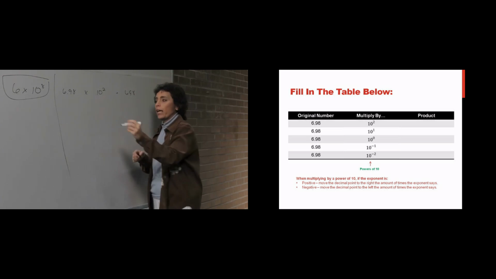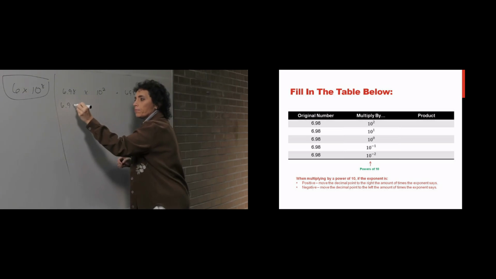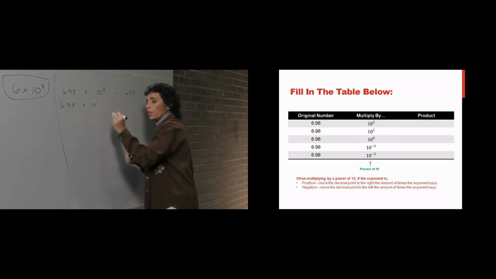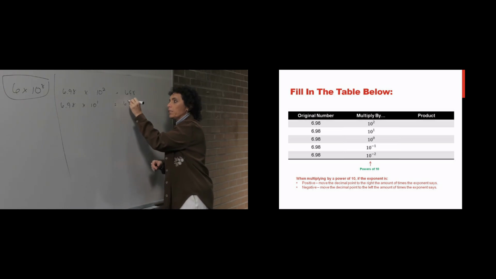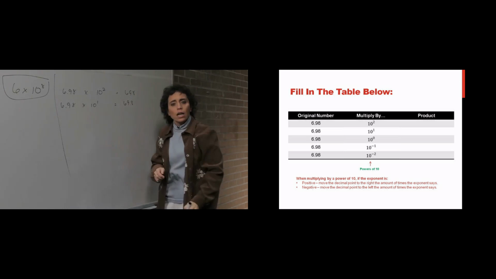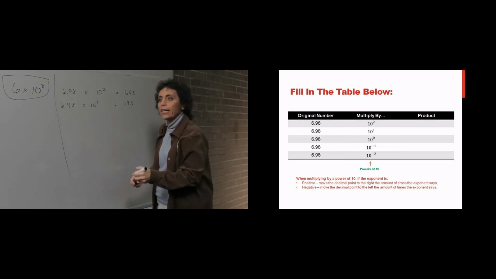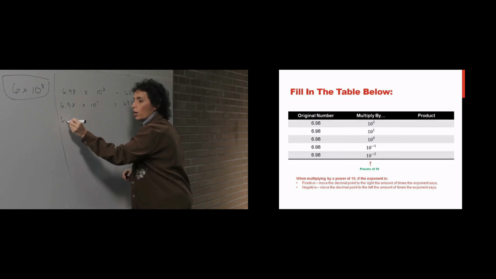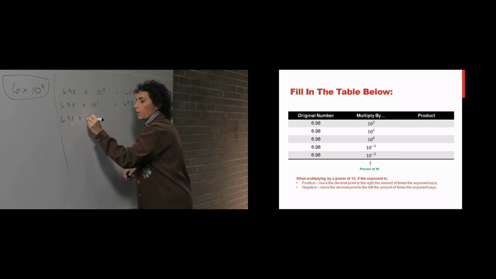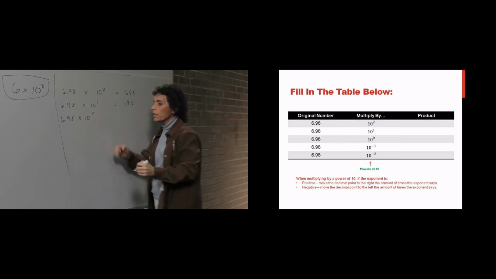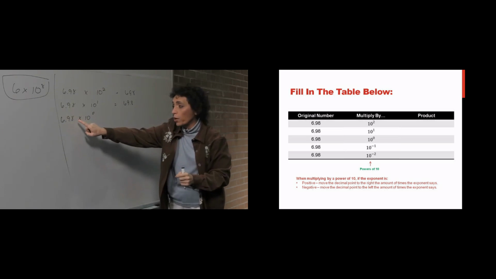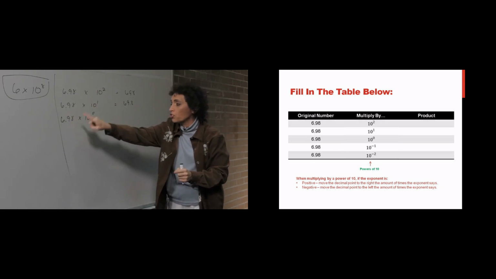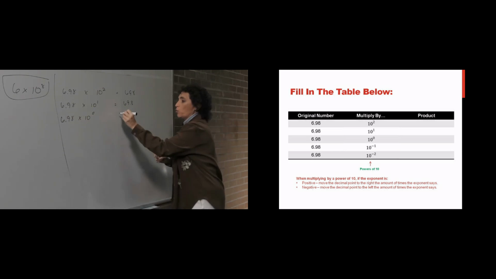Okay? Next, we have 6.98 times 10 to the first. That's just 10. If we multiply by 10, it moves 1 place to the right. 69.8. And now we have 6.98 times 10 to the 0. Oh, 10 to the 0. Remembering from one of the other lessons we've done, anything to the 0 power is 1. So this is really 6.98 times 1, which is 6.98.